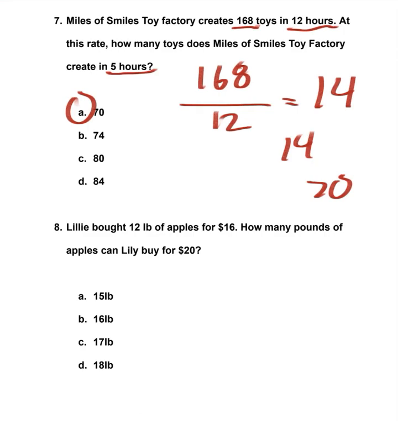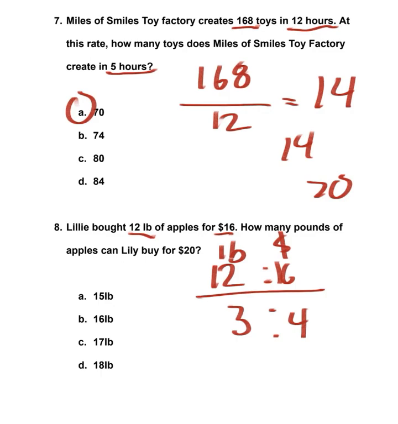8. Lily bought 12 pounds of apples for $16. How many pounds of apples can Lily buy for $20? So 12 for $16. You can simplify this by dividing both sides by 4. So this would be 4 and this would be 3. And then 4 times 5 for the money would be 20. And then times 5, because it has to be the same on both sides, would be 15. So 15 pounds for $20.